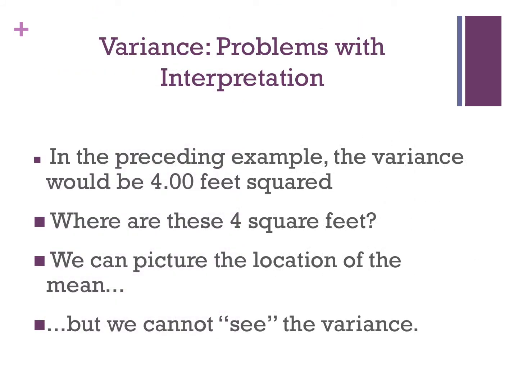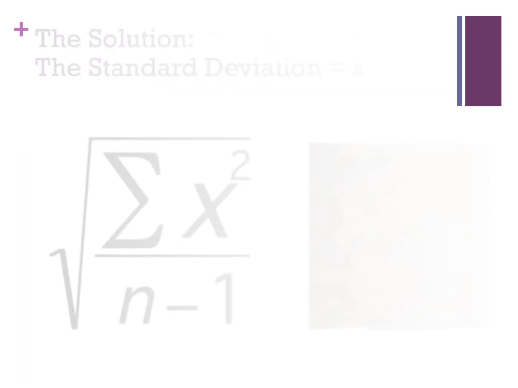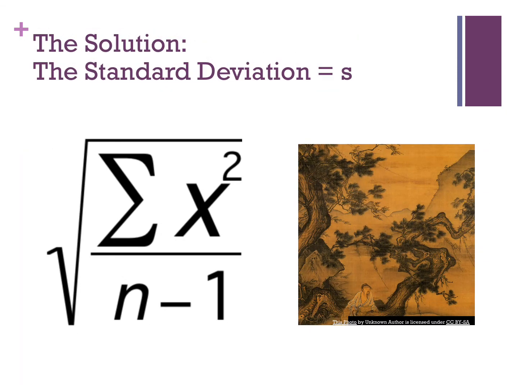So in the preceding example, the variance would be 4 square feet. Where are these 4 square feet? We can picture the location of the mean, but we cannot see the variance. The solution to this problem is to take the square root of the entire thing, and this will give us the square root of the variance, which is the standard deviation, and we are back to a metric that makes sense. In this case, it will be feet, and the value will be the square root of 4, or 2 feet.